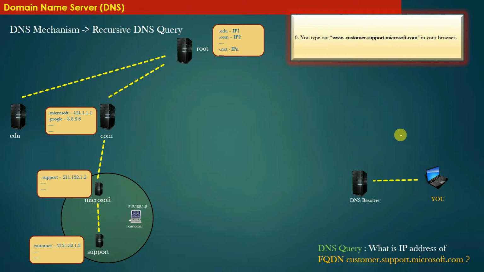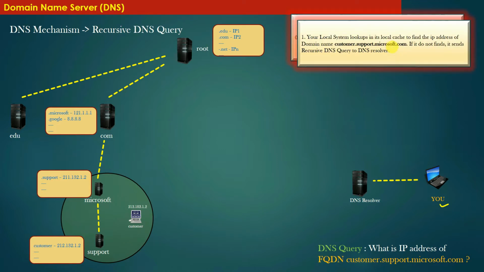So let us start. You have a host computer and you are connected to the internet using your local machine. Right? And now you want to access a website www.customer.support.microsoft.com. So in order to access this website, you type out this website name in your browser and press the enter key. So the moment you press the enter key, what happens next? Your local system, that is your computer, looks up in the local cache to find the IP address of domain name customer.support.microsoft.com. So let us assume that you are accessing this website for the first time.